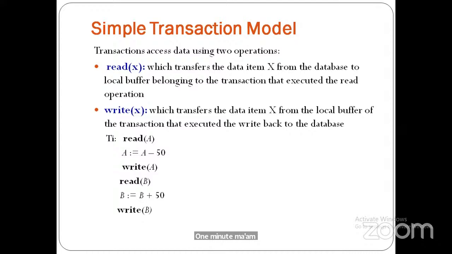So now B equal to B plus 50. Now it is going to write B. So from A, 50 will be deducted, and to B, 50 will be added. So this is a transaction model, with two operations, read and write.